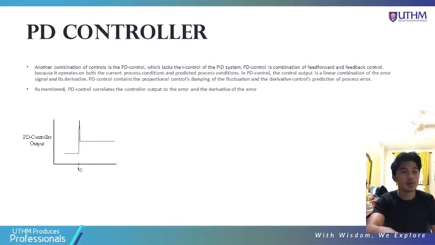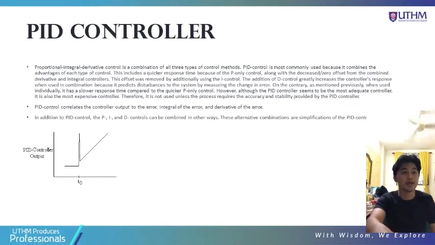Then we're going to talk about the PD controller. Another combination of control is PD control, which leaves out the integral control of the PID system. PD control is a combination of feed forward and feedback because it operates on both the current process condition and the predicted process condition. And also, as mentioned, the PD controller correlates the controller output to the error and the derivative of the error. And then lastly is the PID controller.